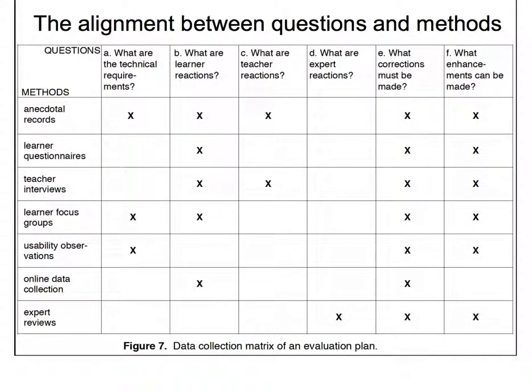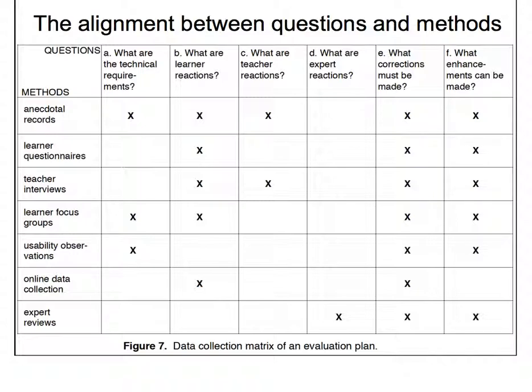Now, this is probably one of the most important tables to create in your evaluation plan. You take your questions and put them across the top of the table, and then your methods along the y-axis. Then you put a check mark where the data you're going to collect from that specific method will answer a question. You want to have a lot of X's, but let's take a look at one of these.